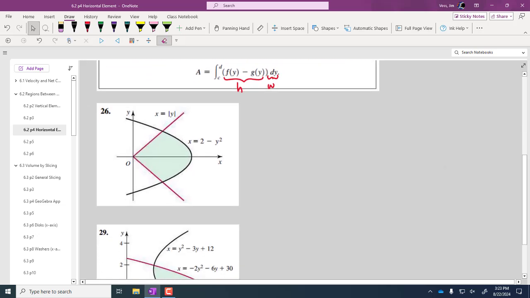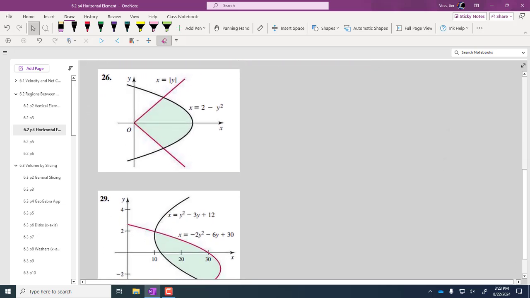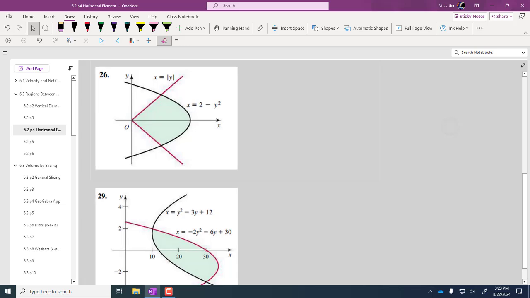So let's take a look at this first example. One thing I noticed right away is that we have an absolute value function. And an absolute value function, like we talked about on Tuesday, is piecewise defined. So if you're going to do any integration with an absolute value function, it's going to turn into two separate integrals. We also notice that, oh gosh, there's symmetry here.